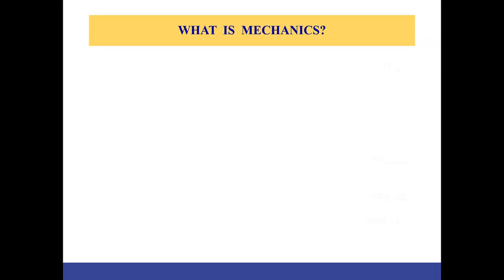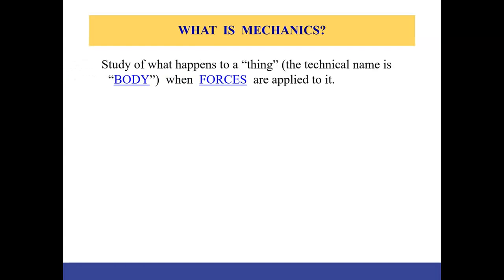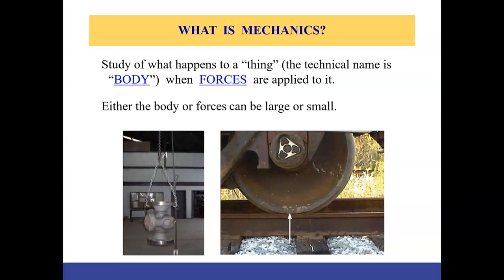What is mechanics? Mechanics is the branch of engineering where we are interested in studying what happens to a body when forces are applied to it. So it is the study of what happens to a thing or an object or body when forces are applied to it. Now that body can be very small, as you can see in the figure on the left side, or it can be a big body such as an aeroplane, or for that matter the entire Earth or the moon.